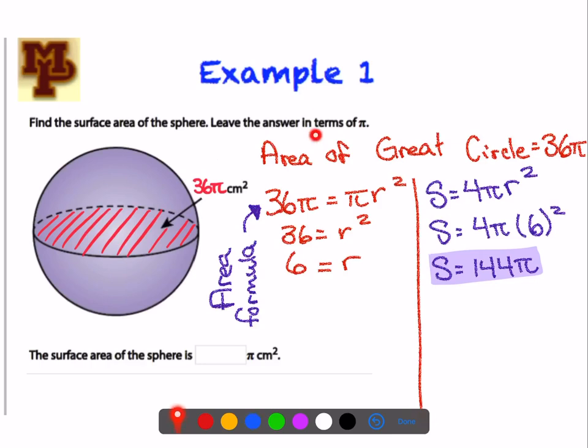Now, as we can see, it says leave your answer in terms of pi. This is how it will look on the actual questions in your homework as well. And in fact, I just plug in 144 as my answer, and then the pi is implied already because they give it to us. So the surface area is 144 pi, and our radius is 6, which allowed us to solve for it.